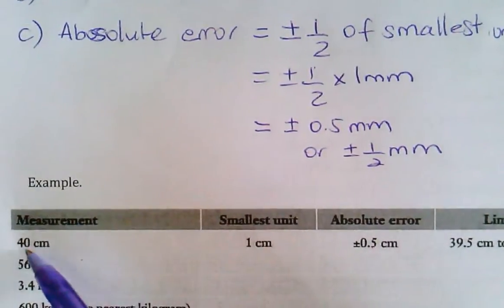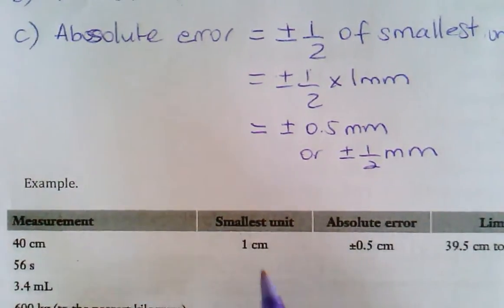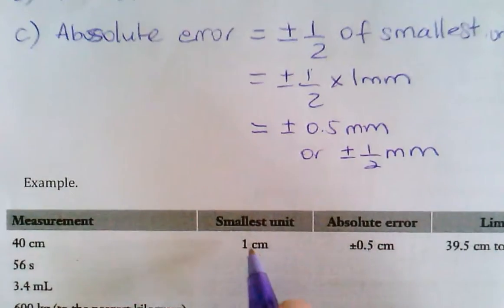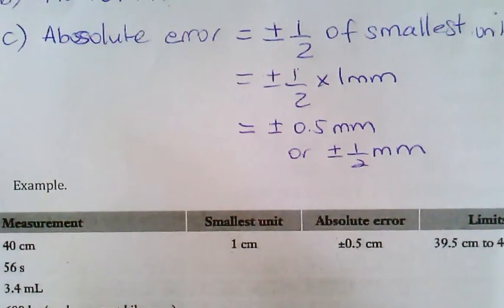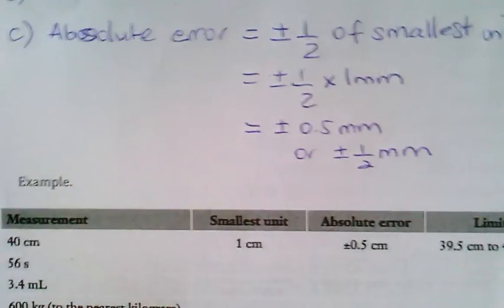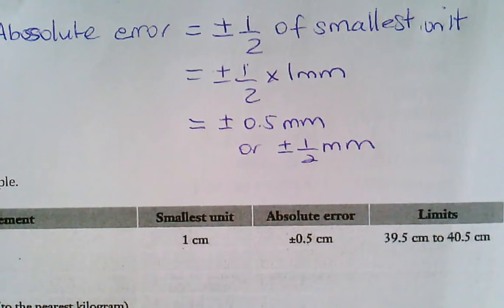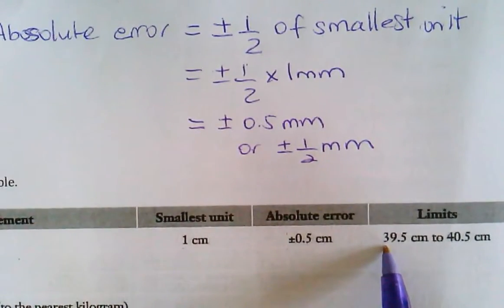40 centimeters. Because that's given to you to the nearest centimeter, the smallest unit is 1 centimeter. I'll show you why you know that. So the absolute error is plus or minus half of 1 centimeter, which is plus or minus a half. What this means is that 40 centimeter measurement that you see really could be anything from, do you know what I'm doing here? I go 40 minus a half is 39 and a half.